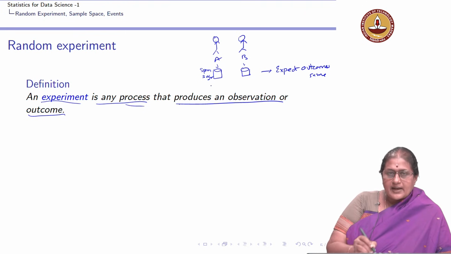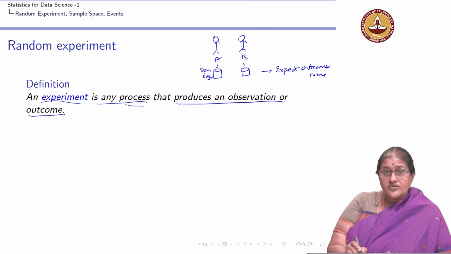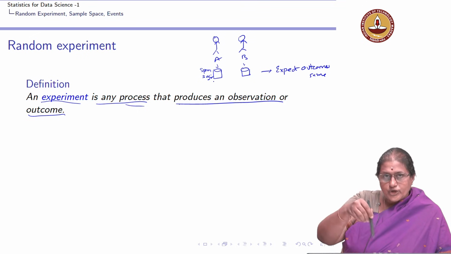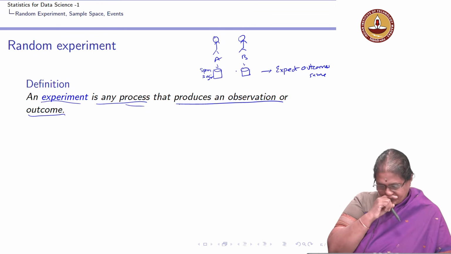Now, let us repeat another experiment. This is an experiment because it is a process, it is producing an observation. What is the observation it is producing? I am mixing water and sugar, so I am seeing what the outcome is. It is going to be a mixture of sugar and water. This is what I am mixing.